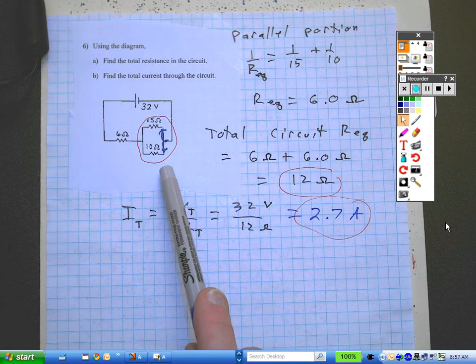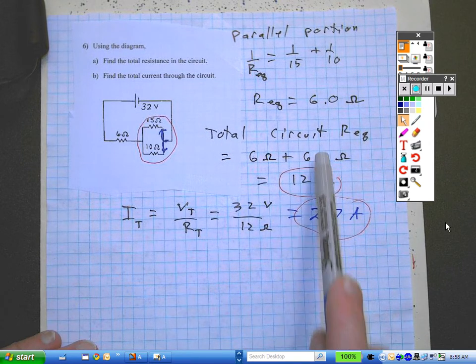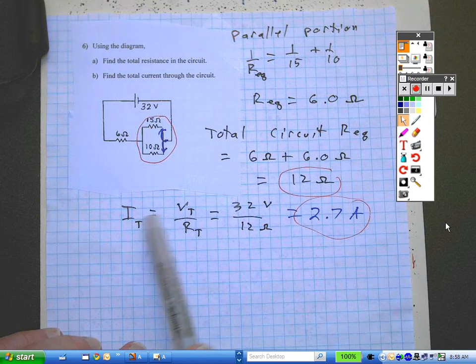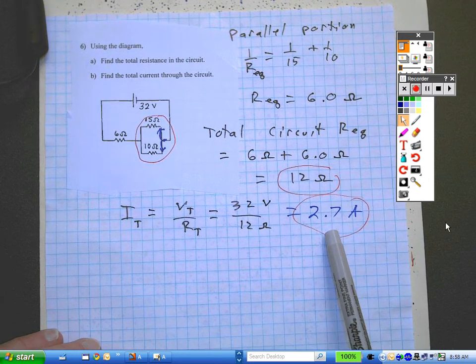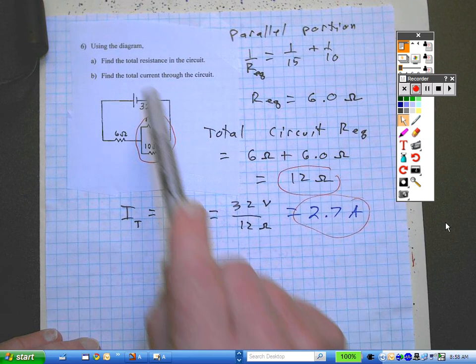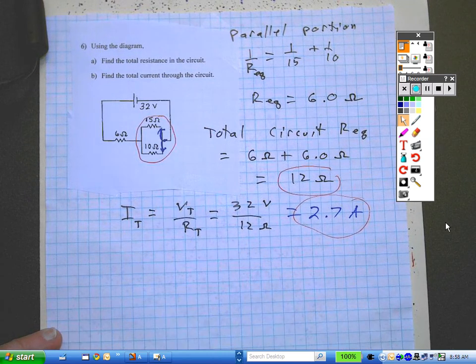We now have a series of a 6 and a 6, which makes 12. Current for the whole circuit is V over R, 32 over 12 makes 2.7 amps. That's the current coming from the battery. It would be different in each one of these, as you'll see in number 7.